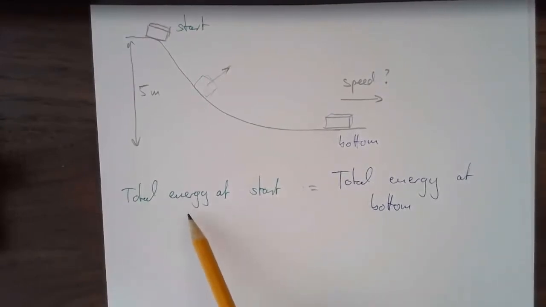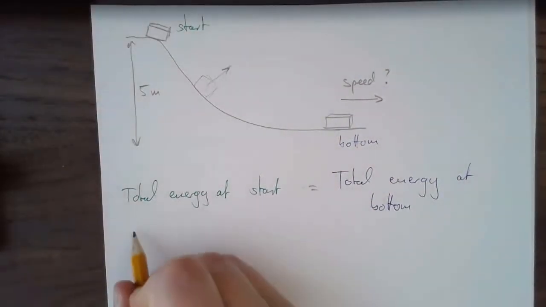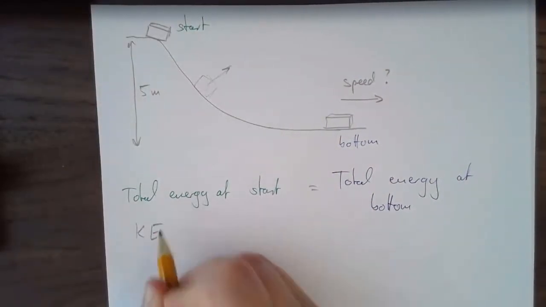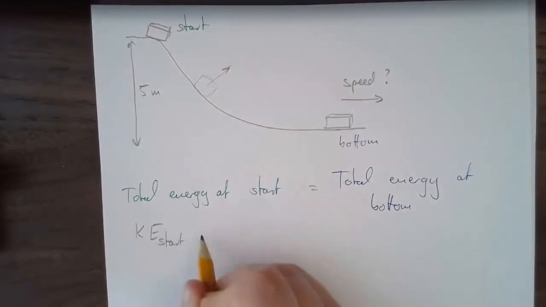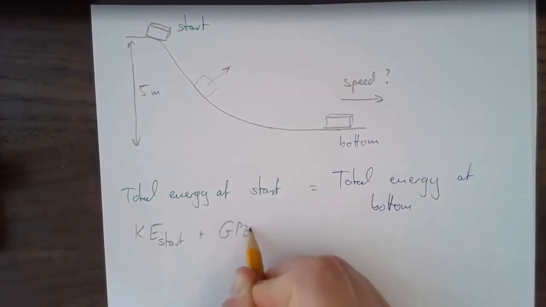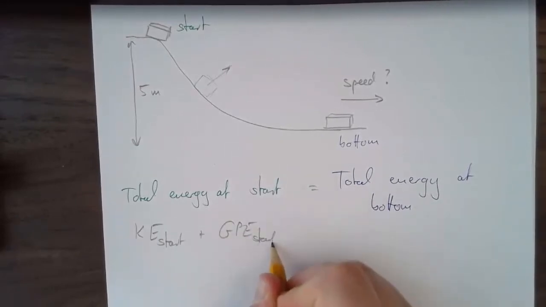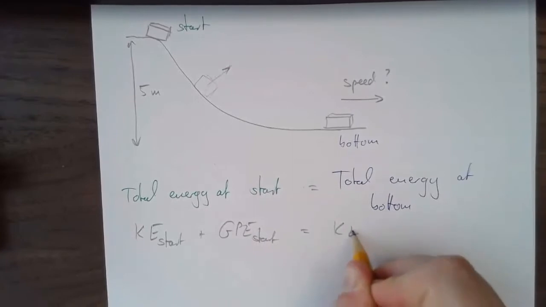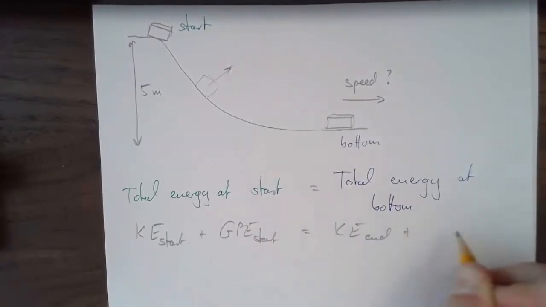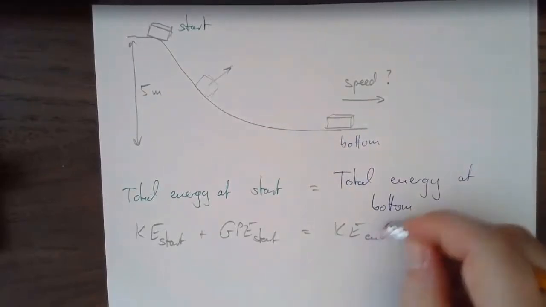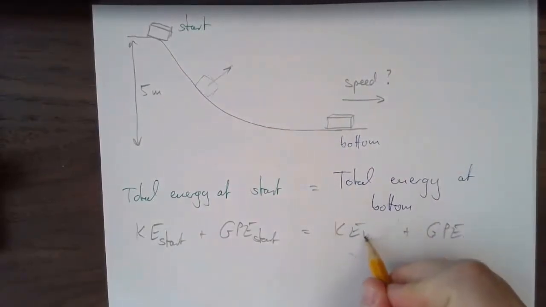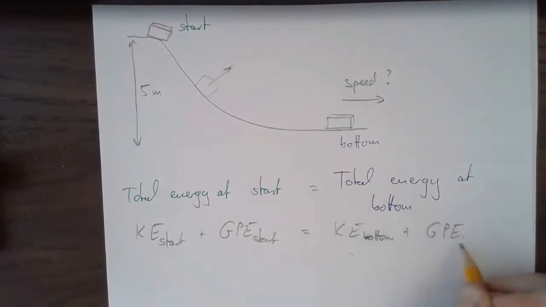So I have gravitational potential energy and I have kinetic energy. Initially, I'm just going to write it down abbreviated now, and I'm going to stop color coding. I'm going to write kinetic energy at the start plus GPE, gravitational potential energy at the start, is equal to kinetic energy at the end plus gravitational potential energy at the, I guess I called it the bottom, so it should at least in that sense be consistent. At the bottom. Okay.